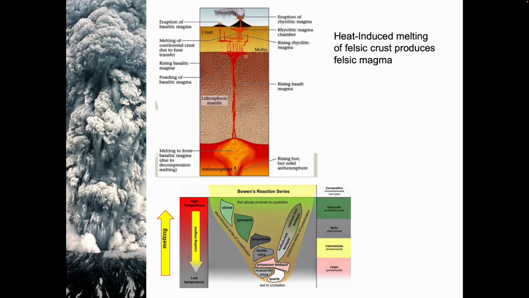Heat-induced melting of felsic crust above the hotspot produces felsic magma, or intermediate magma, through the fractionation, the differentiation of magmas, which creates different minerals which occur at different temperatures and different proportions of melt to crystals. So when we have a higher degree of melting at a higher temperature, we tend to have mafic magmas with olivine, pyroxene, and calcium feldspar. But when we have a lower temperature with a lower degree of melting, that's when we have potassium feldspar, muscovite micas, and quartz minerals, and a felsic magma, like a granite or a rhyolite.